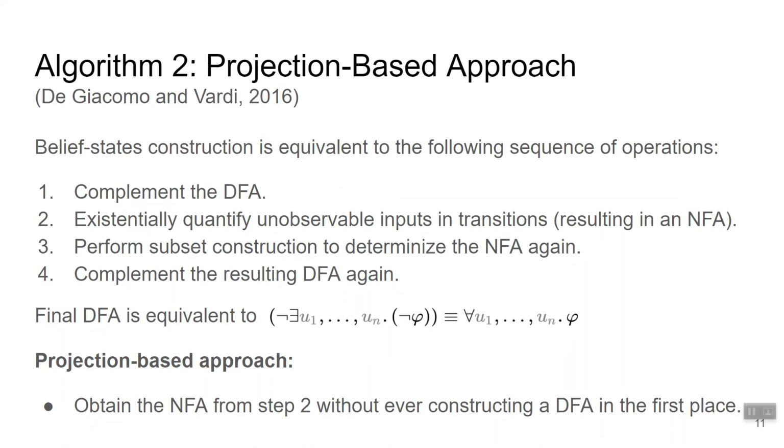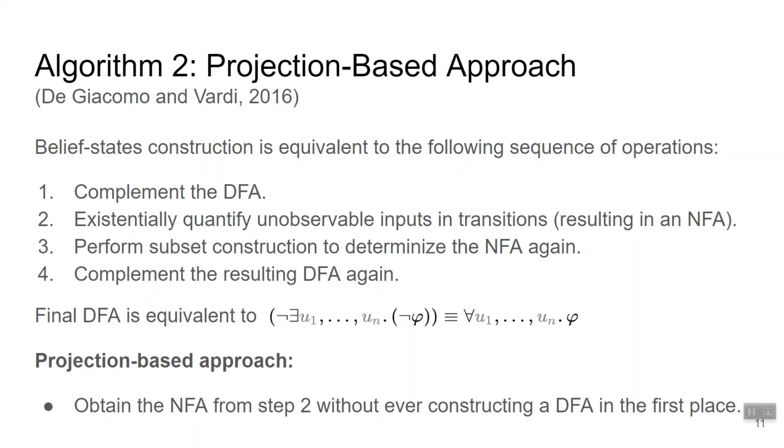The second algorithm, called the projection-based approach, tries to reduce this complexity by first noting that the belief states construction is equivalent to a sequence of simpler operations. We can first complement the DFA, then existentially quantify all unobservable inputs from the transitions, which can turn this DFA into a non-deterministic automaton. We then perform subset construction to determinize this NFA again, and complement the resulting DFA. The DFA that we obtain after performing these four steps is exactly the belief states DFA.